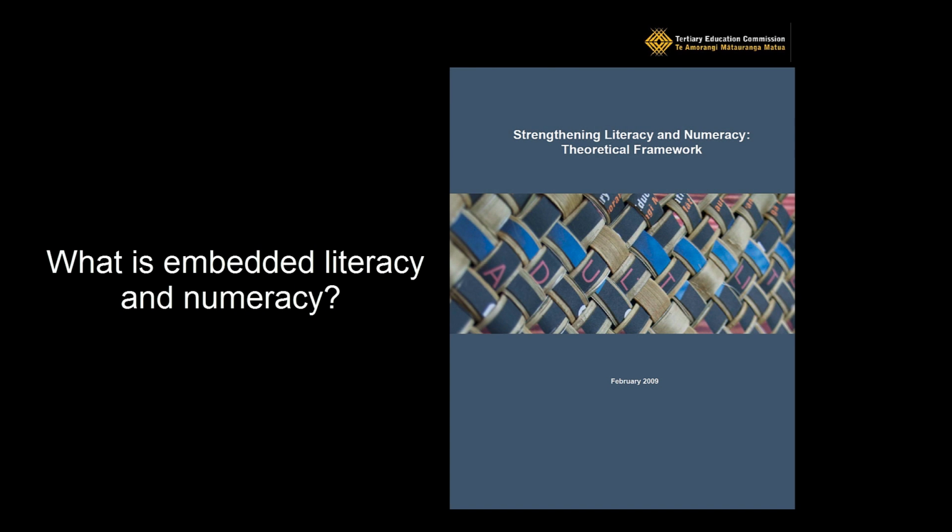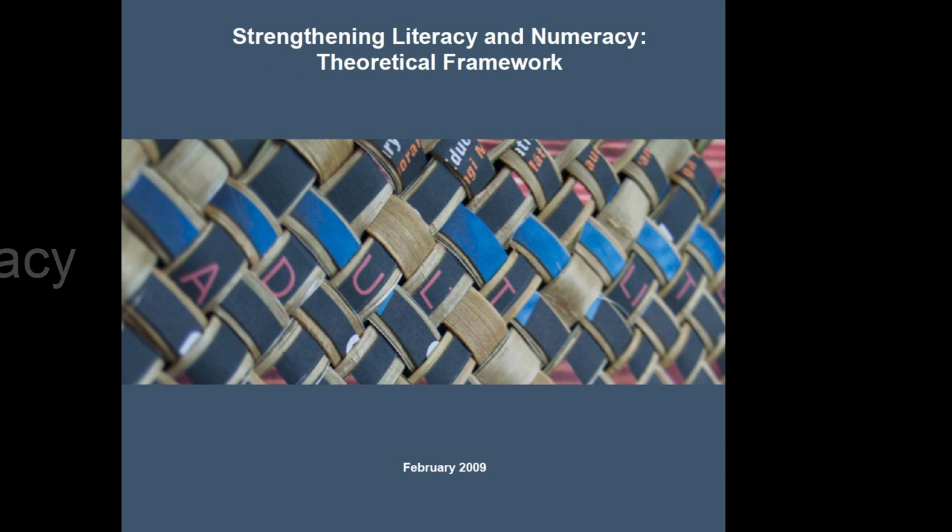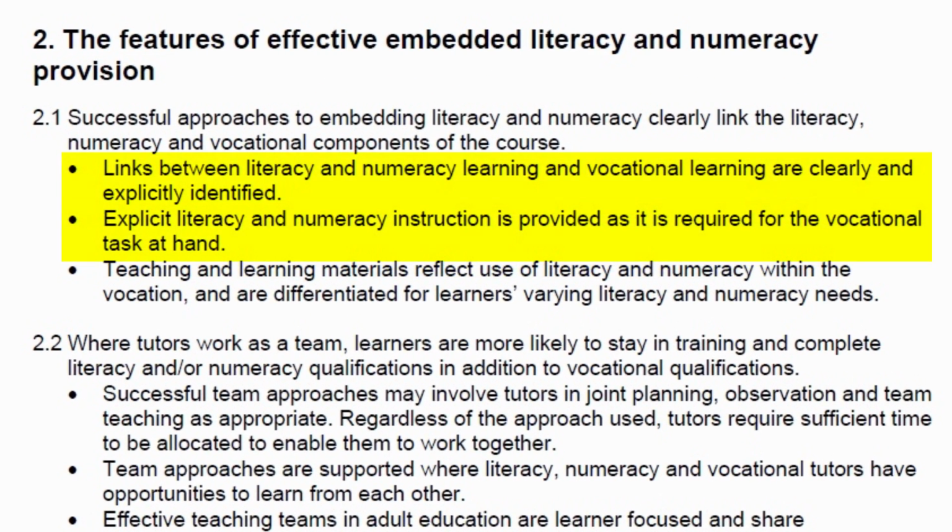When asking what is embedded literacy and numeracy, we can refer to the TEC document Strengthening Literacy and Numeracy, the Theoretical Framework. This document tells us that the links between literacy and numeracy learning and vocational learning are clearly and explicitly identified, and explicit literacy and numeracy instruction is provided as it is required for the vocational tasks at hand. The key word here is explicit, and we're going to look at how the resource books help facilitate this.